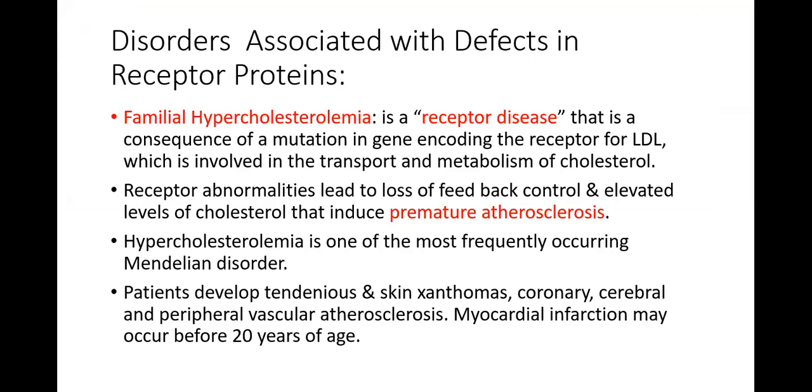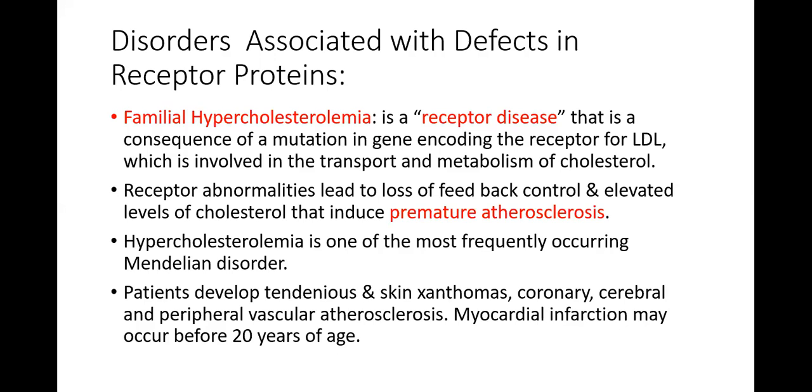Then there are disorders associated with defects in receptor proteins. Familial hypercholesterolemia. I gave you this example that there is going to be an increase in cholesterol level and it runs in families because of receptor defects of the low density lipoprotein receptor. It is a consequence of a mutation in the gene encoding the receptor for LDL, which is involved in transportation and metabolism of cholesterol. So these people are at increased risk of premature atherosclerosis.